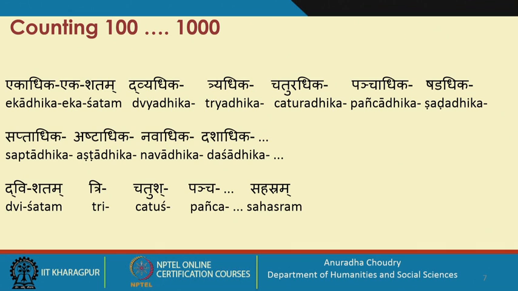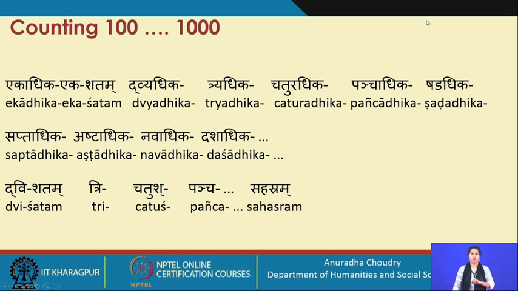Okay, now let's see what happens after that. What when you add more to that? It is Ekadhika Ekashatam or Ekadhika Shatam, one more than 100. Then Dvayadhika Ekashatam, Trayadhika Ekashatam, Chaturadhika Ekashatam, Panchadhika Ekashatam, Shadadhika Ekashatam, Saptadhika Ekashatam, Ashtadhika Ekashatam, Navadhika Ekashatam, Dashadhika Ekashatam, and it continues, so on.